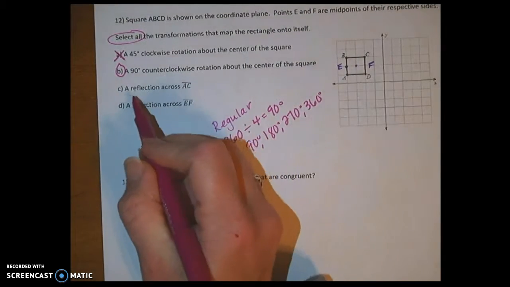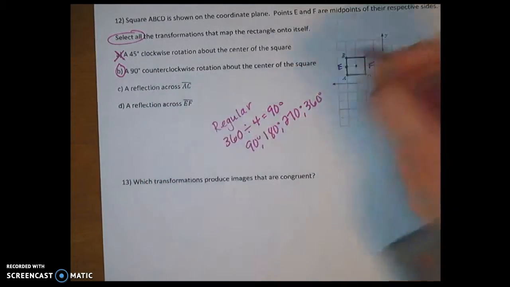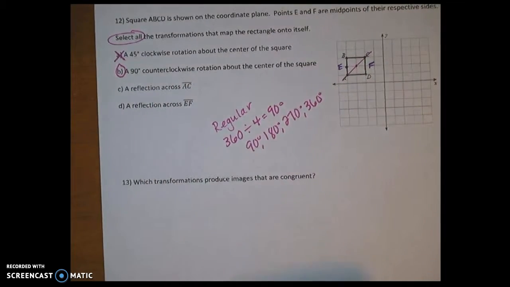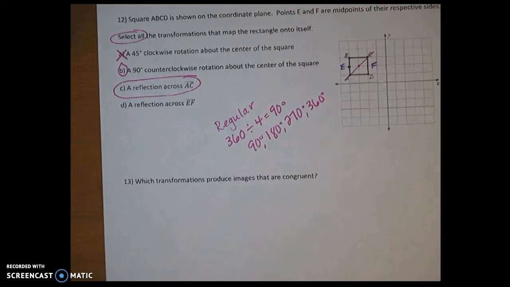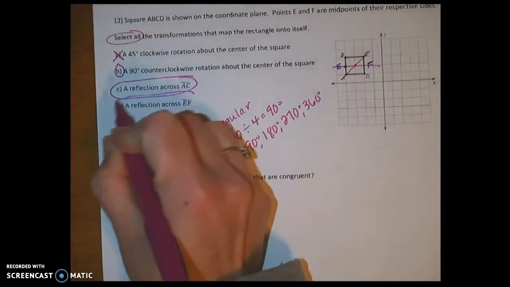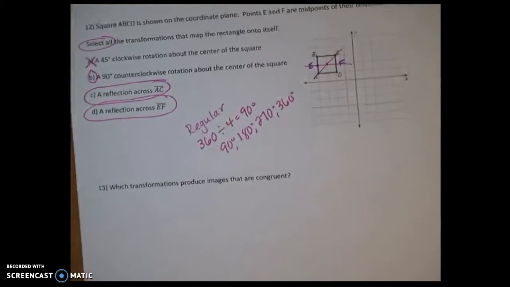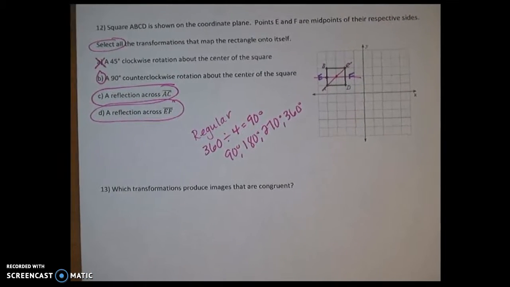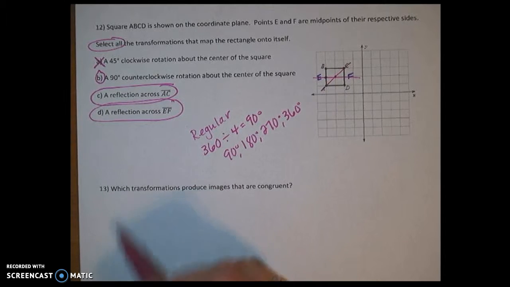The next thing that it tells us is a reflection across AC. AC is right here. That does work because, again, it is a regular figure, so those sides would match up. If I reflect across there, that would also work. If you need more practice on these problems, kiddos, go back to that website that we did with mapping. It is linked on Classroom from the day that we did mapping.